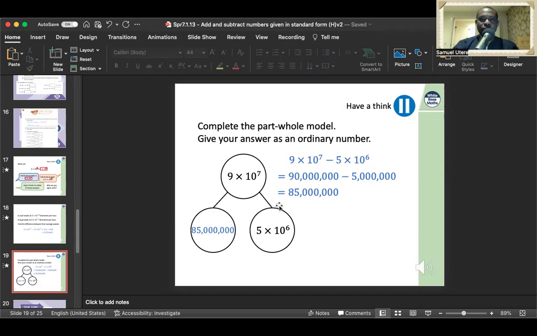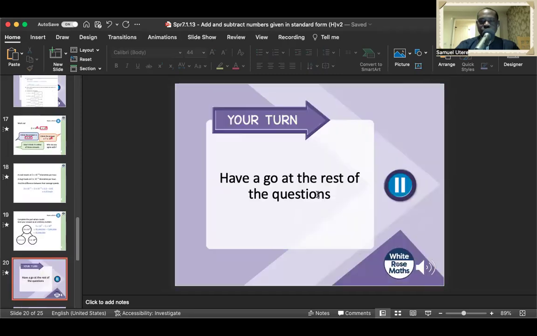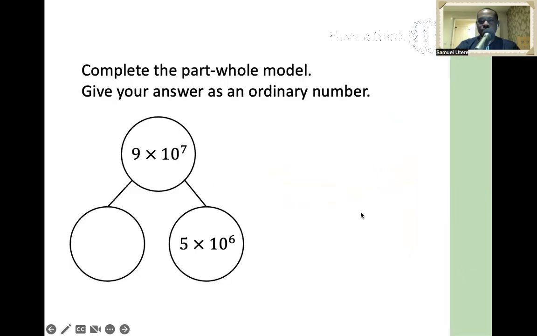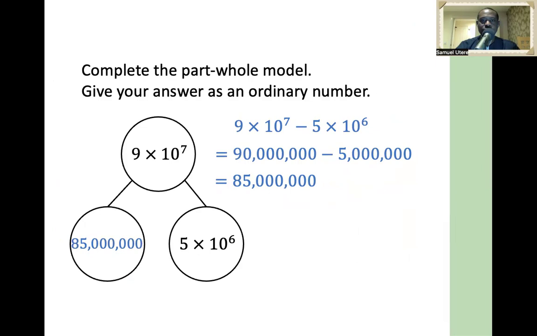Here is another example. We know how a part-whole model works. Now, what we need to do to get this will be to convert these to ordinary numbers. We know that these two will add up to get the number in the top of the part-whole model. So it will be that number minus that number, which you can see here, will give you that number. Okay, and then you were told to give your answer as ordinary form, so you do not need to write the number as standard form.